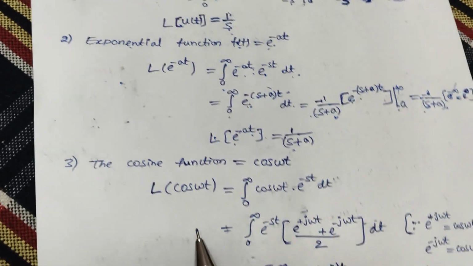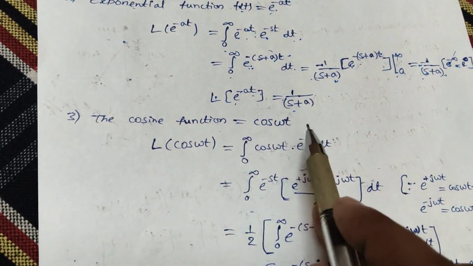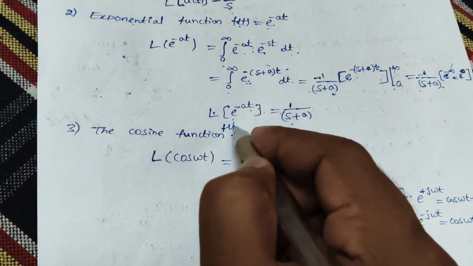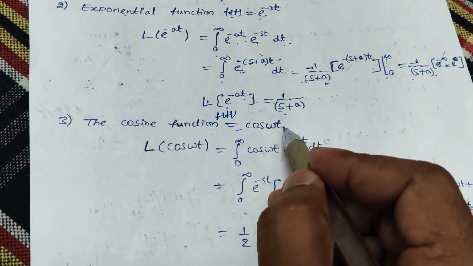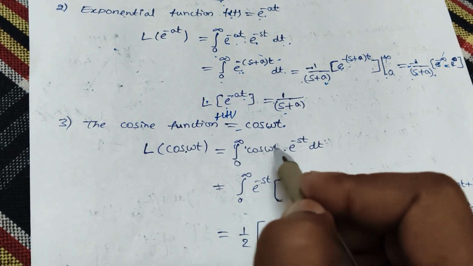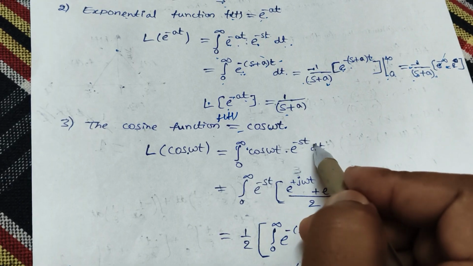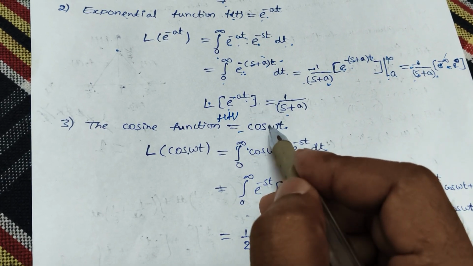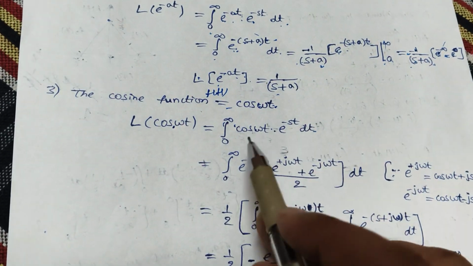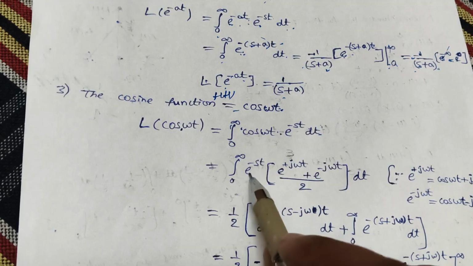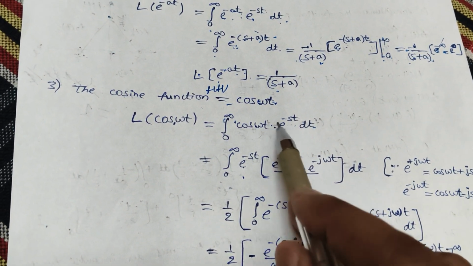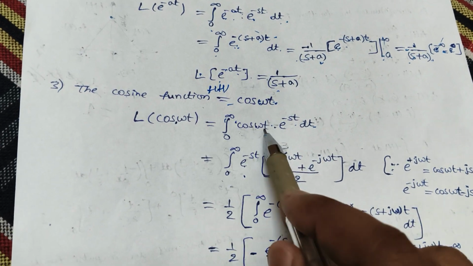In a similar way, we'll see one more, the cosine function. So cosine function, f of t is equal to cos omega t. Laplace transform of f of t is equal to integral 0 to infinity f of t into e power minus st into dt. F of t I am replacing with cos omega t. So here, if I rewrite this equation, integral 0 to infinity e power minus st, how do I write the cos? I don't have a direct equation like integral e power minus st into cos omega t.